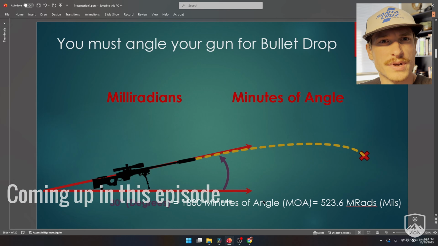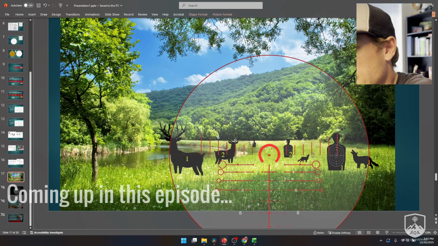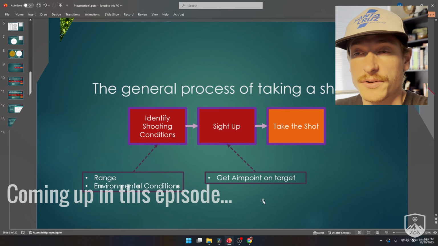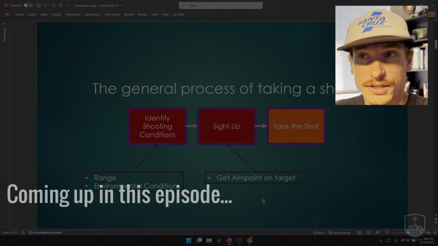How do you know how many minutes of angle or how many mils you need to hold over? So let's say we're looking at coyote number 1. We're gonna identify our shooting conditions.